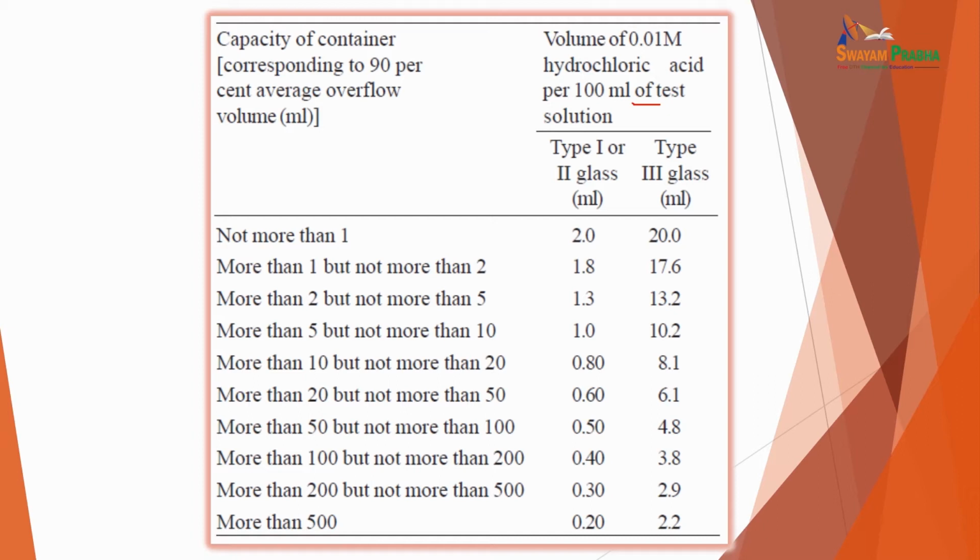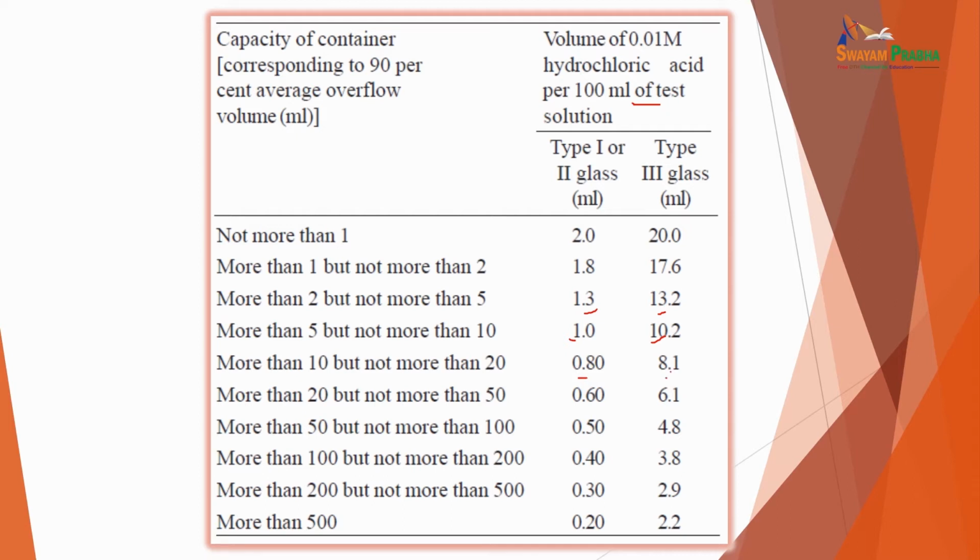For more than 2 but not more than 5, it is 1.3 for type 1 and type 2 glass. For type 3 glass it is 13.2. For more than 5 but not more than 10, it is 1 ml, and for type 3 glass, 10.2 ml. For more than 10 but not more than 20, for type 1 and type 2 glass it would be 0.8 ml, while for type 3 glass it would be 8.1 ml.